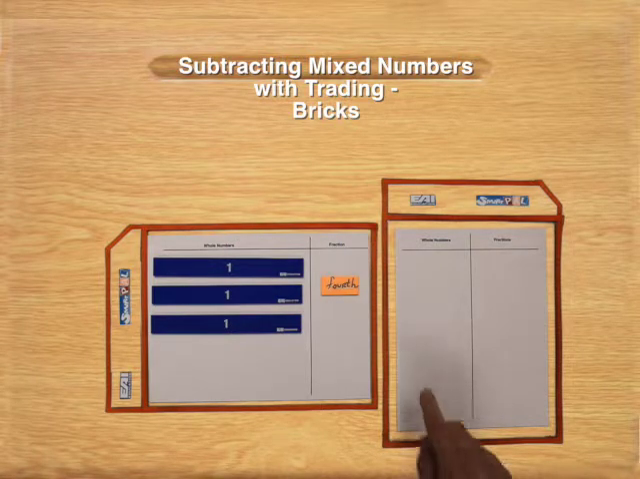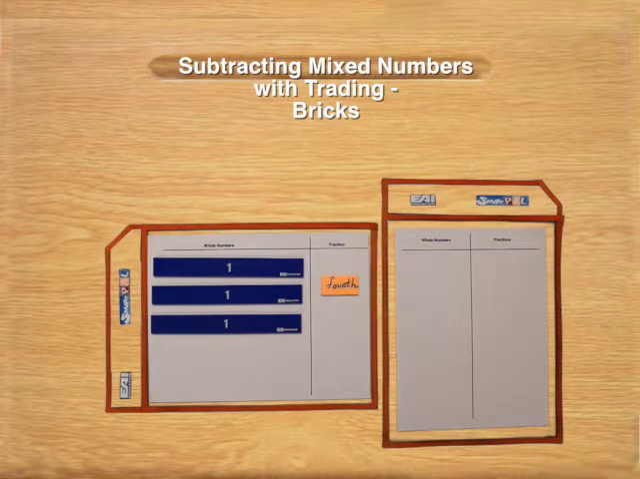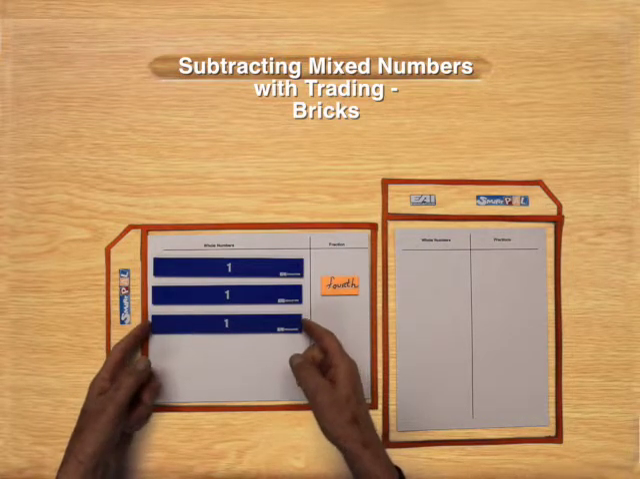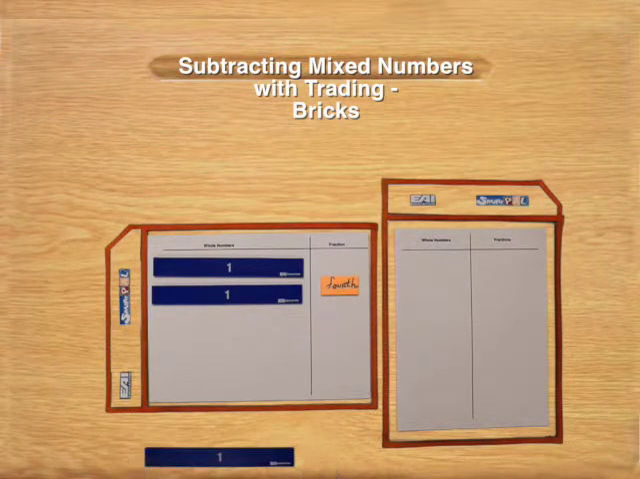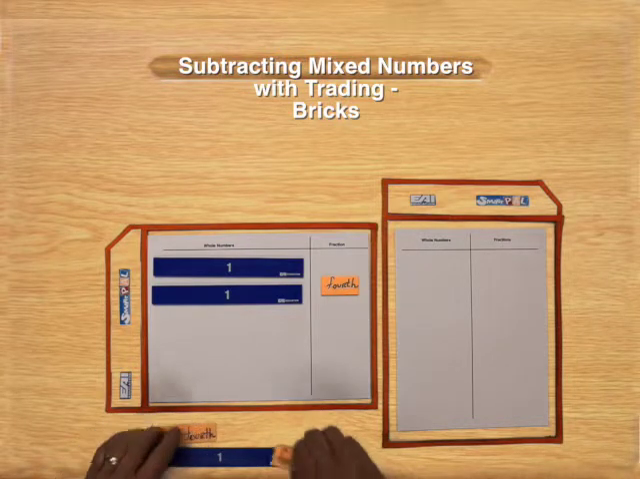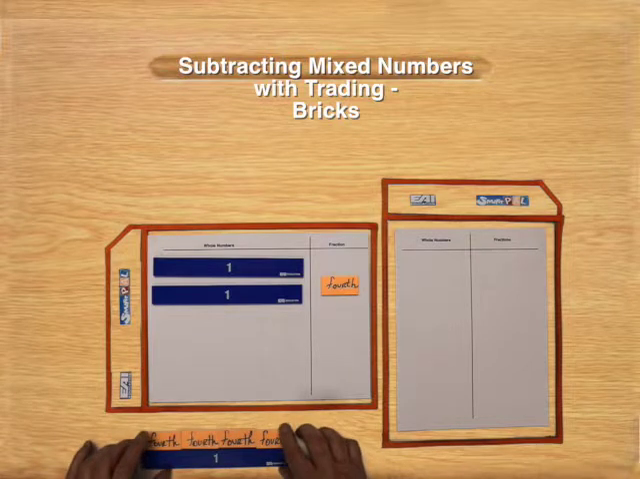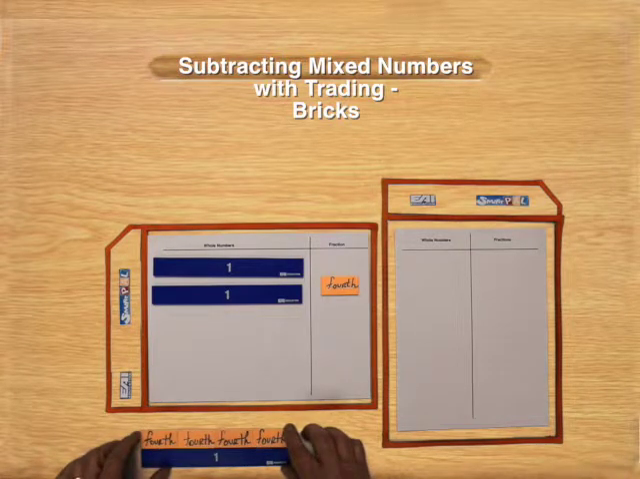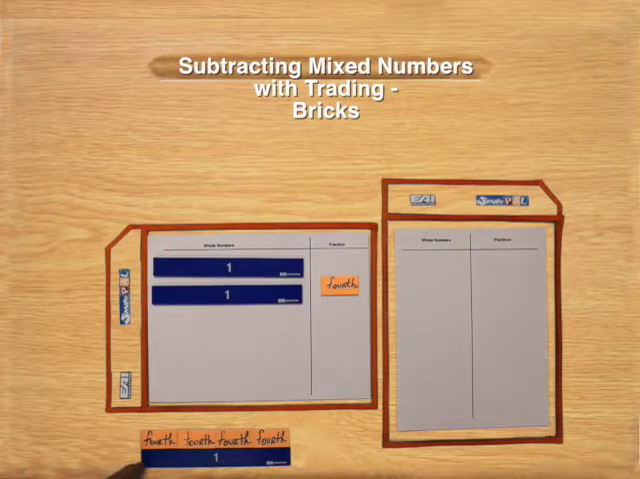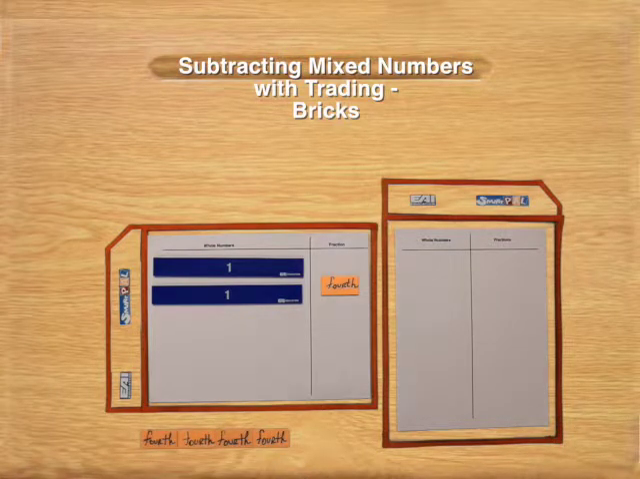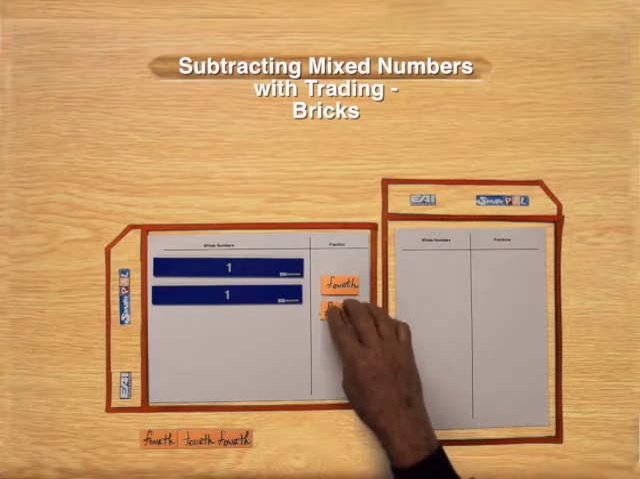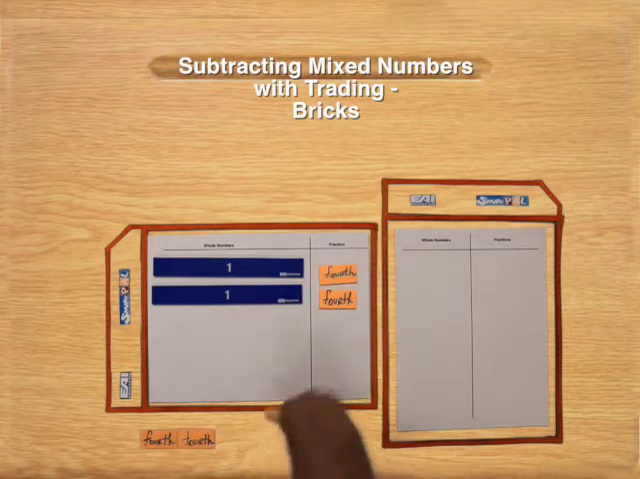We want to subtract 3/4, but we only have 1/4. What we can do, though, is we can trade one of our 1s for 4/4. This will give us enough fourths to subtract. So we trade one of our 1s for 1, 2, 3, 4/4. And we place these fourths with the other fourth from the problem.